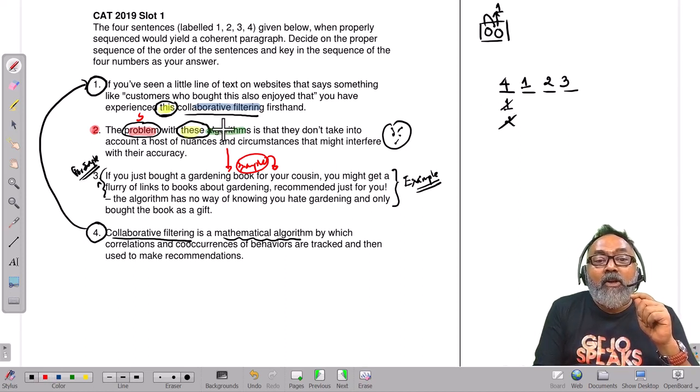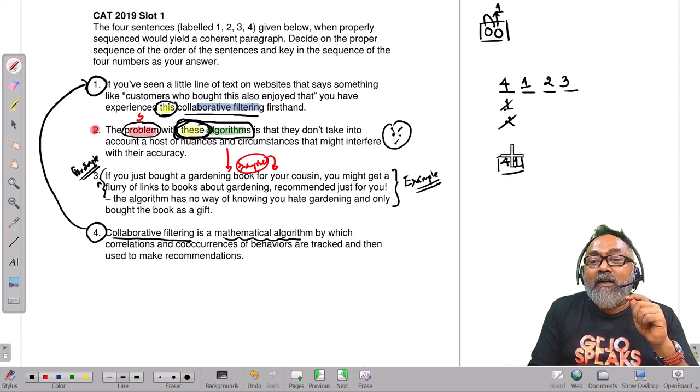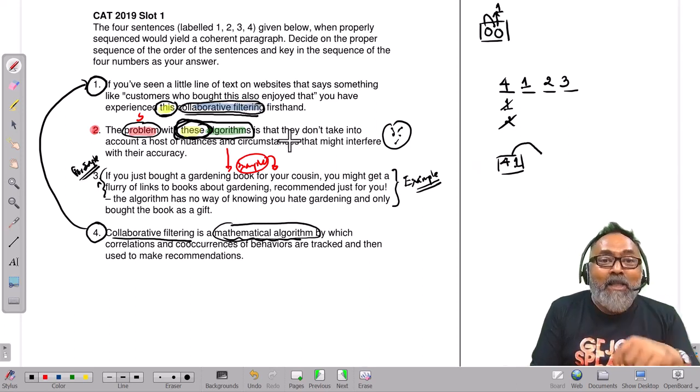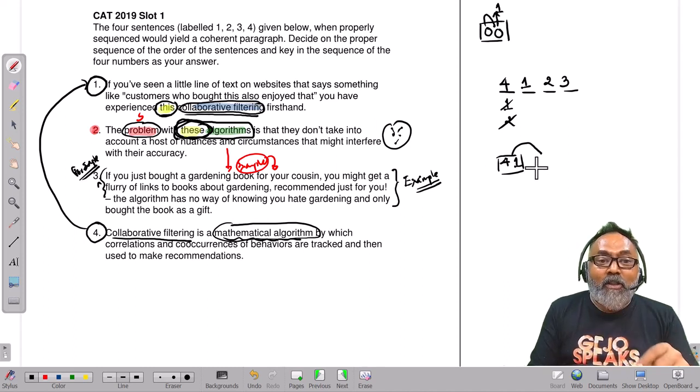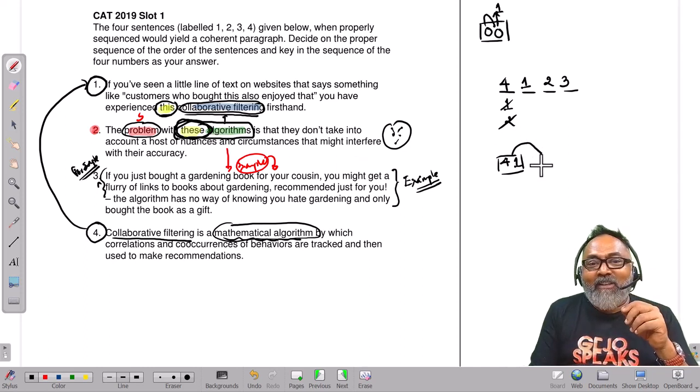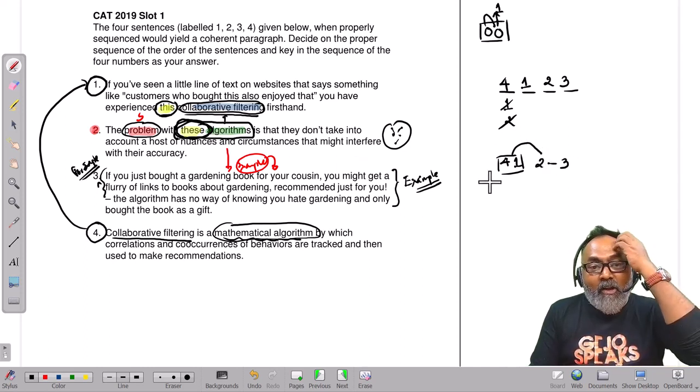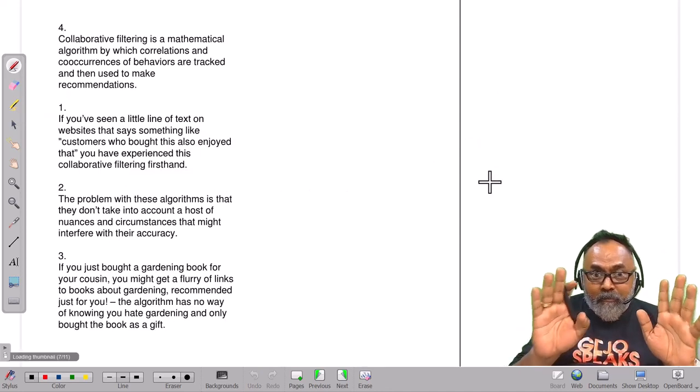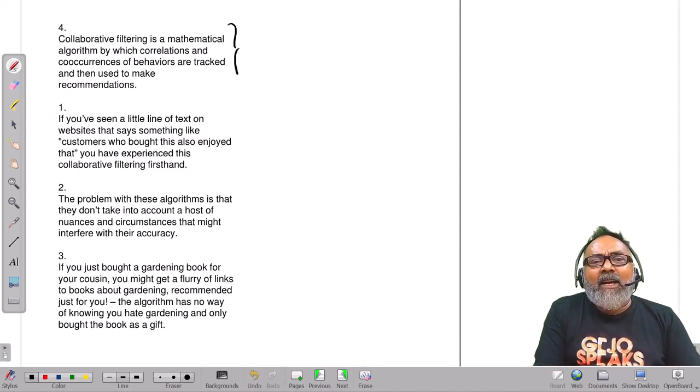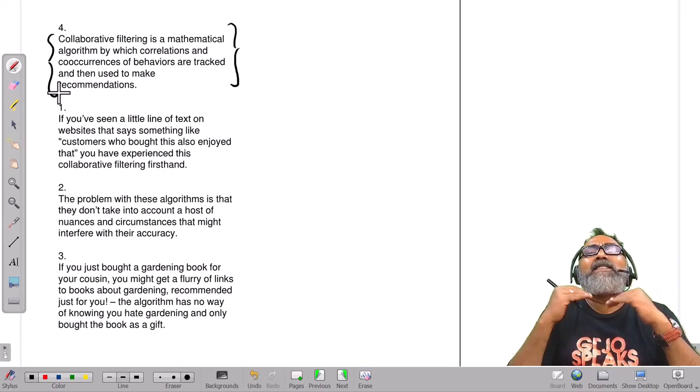And when you look at these algorithms, where is this connection going? 4 1 has already become a block. And what is collaborative filtering? That is a mathematical algorithm. So therefore these algorithms, which is this collaborative filtering, that is an echo, by the way. It's a feeble echo. This is going to 2 and then the explanation is given as 3. Okay. So here it is clear that this 4 just stands out as a start here.